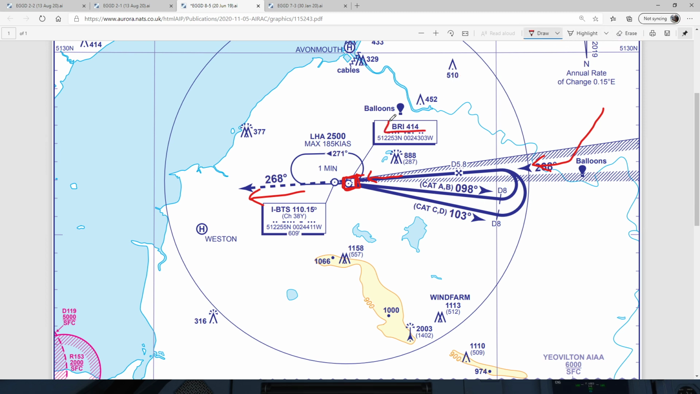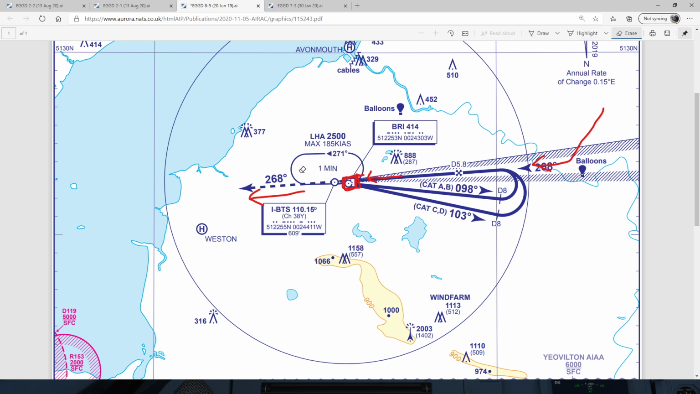We've got that NDB BRI 414 tuned in, and all those dots and dashes is basically the signal, the Morse code that station sends out to the aircraft. So don't worry about that too much. And we're going to have to go around, so we're going to decide to go around. So we would announce Speedbird 52 Papa going around. And then we're going to fly as per the charts.